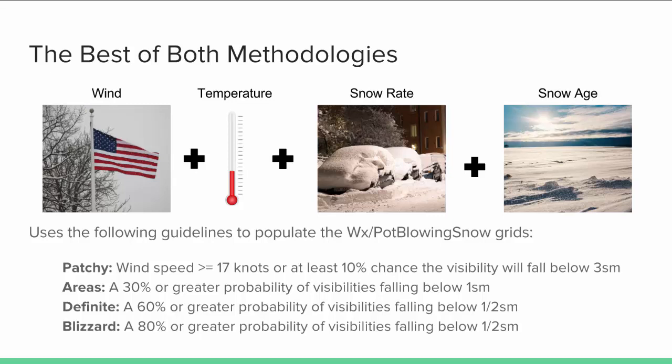Thus, there is no need to run a separate procedure or adjust values in a GUI, and all the offices use the same calculation. With the focus on impacts, the blowing snow values are assigned to match the impacts experienced from increasing probabilities of lower visibilities due to blowing snow. You can see those probabilities on the slide.